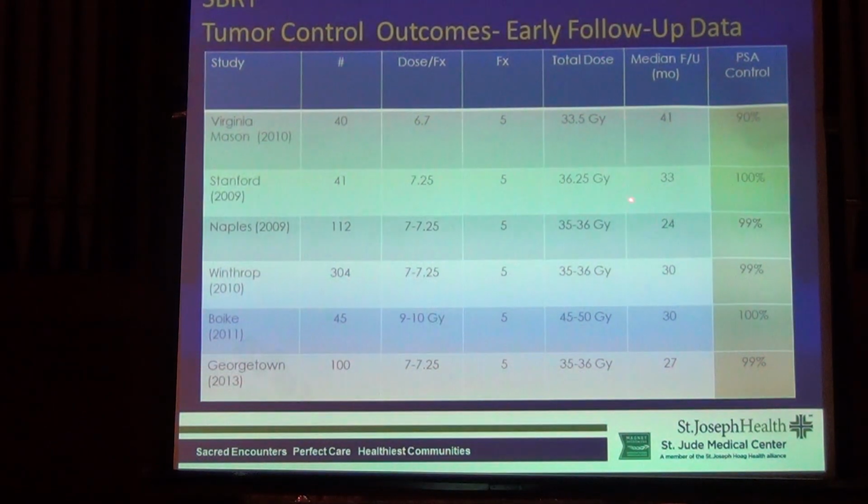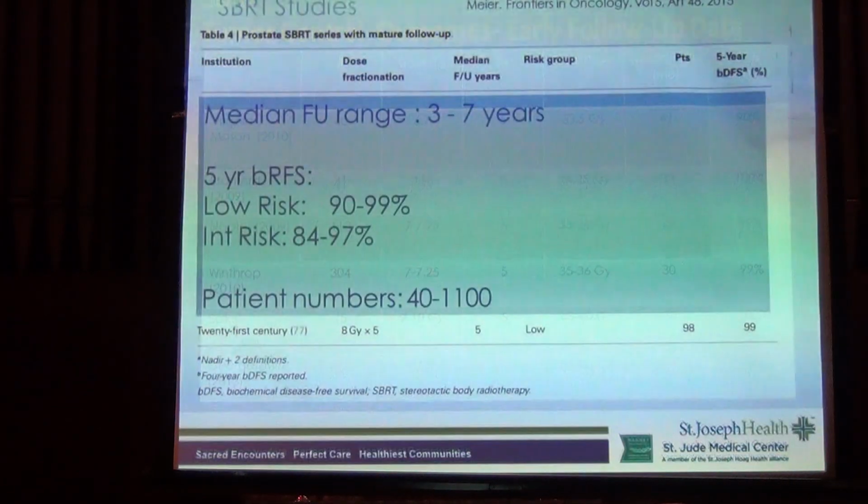This is early follow-up data. When I mean early, it's just because it ranged from about 2 years to not even 4-year follow-up. And that really wasn't enough to make it a standard of care. What we were seeing was the PSA was controlled, so no PSA rise after treatment for 99 to 100% of patients in the early data.